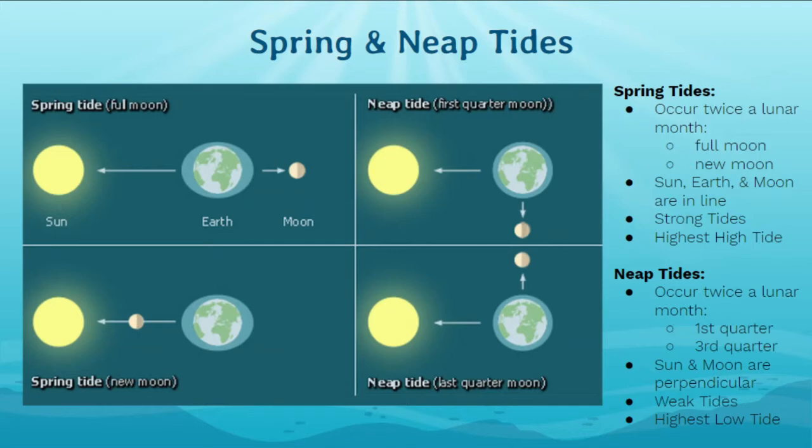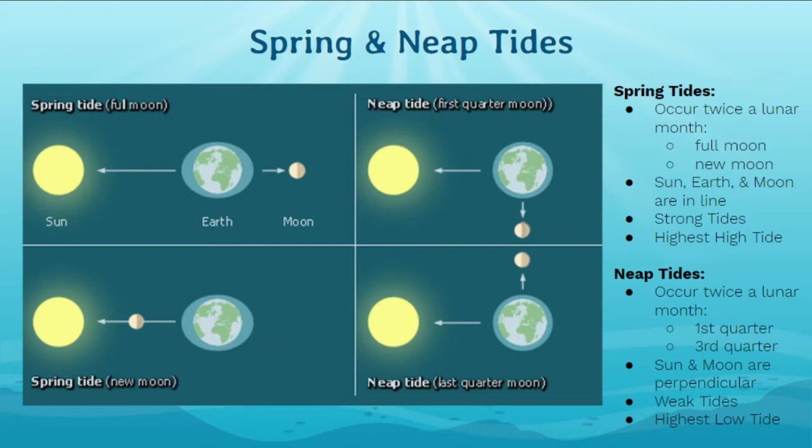Now, we get spring tides when the sun, Earth, and moon are in a straight line, whether the moon is in between the sun and the Earth, or whether the Earth is in between the sun and the moon. This is going to give us spring or neap tides. This is because the gravitational forces of the sun and the moon are pulling on the Earth. With neap tides, these are quarter moons, either the first or third quarter.